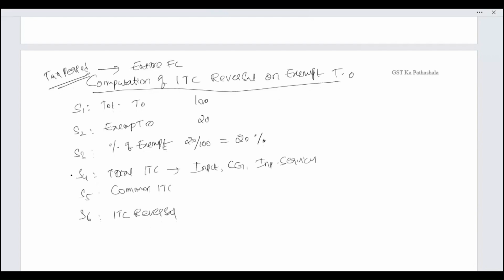On total, what is my input tax credit? Out of this step 4, what is pertaining to common input tax credit, common for taxable and exempt supply? Now this common ITC, how do I find?